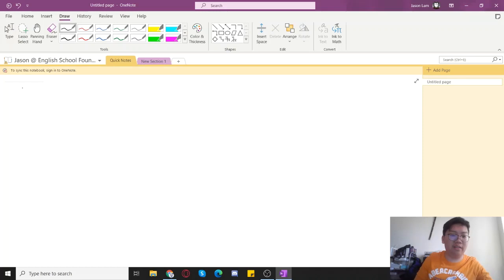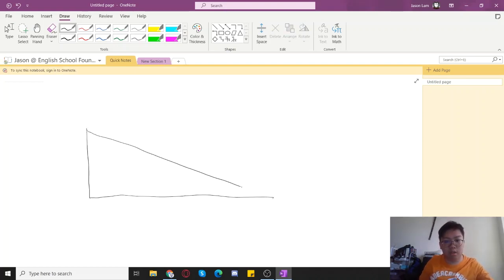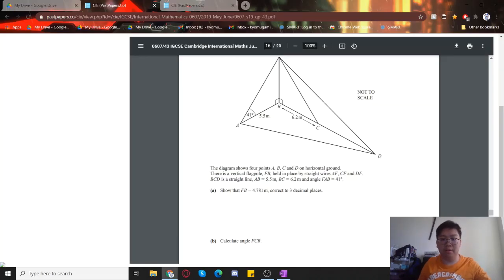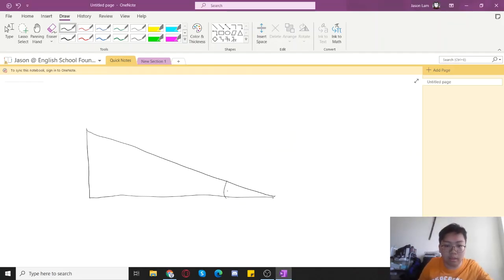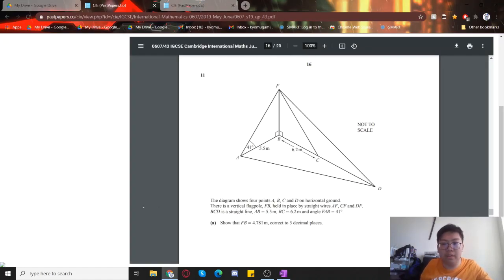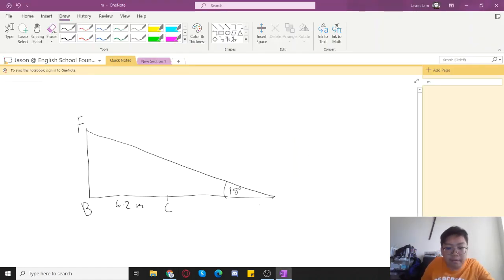This one is harder to explain with words, and I'm not that articulate. Okay, so we're just going to pretend we know the things we have. 18. And this is 6.2 meters. Then I'll draw the points: C, F, D.